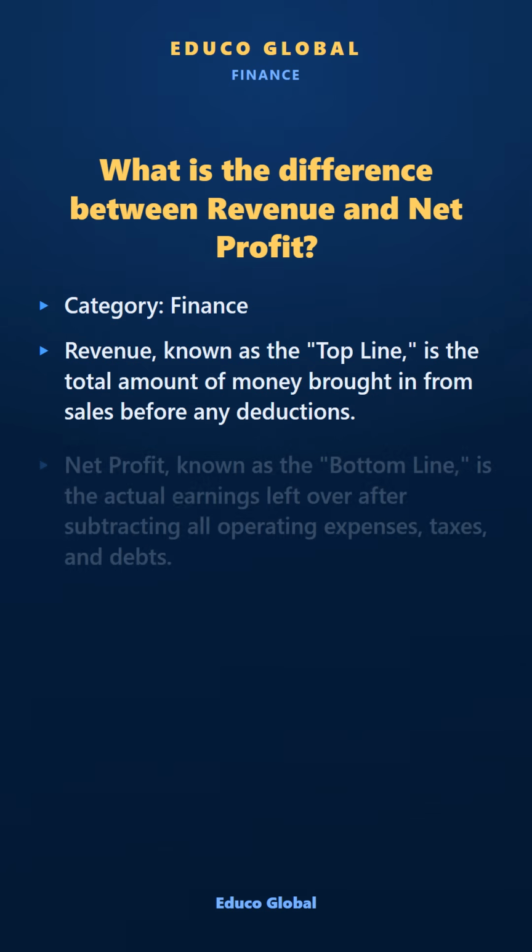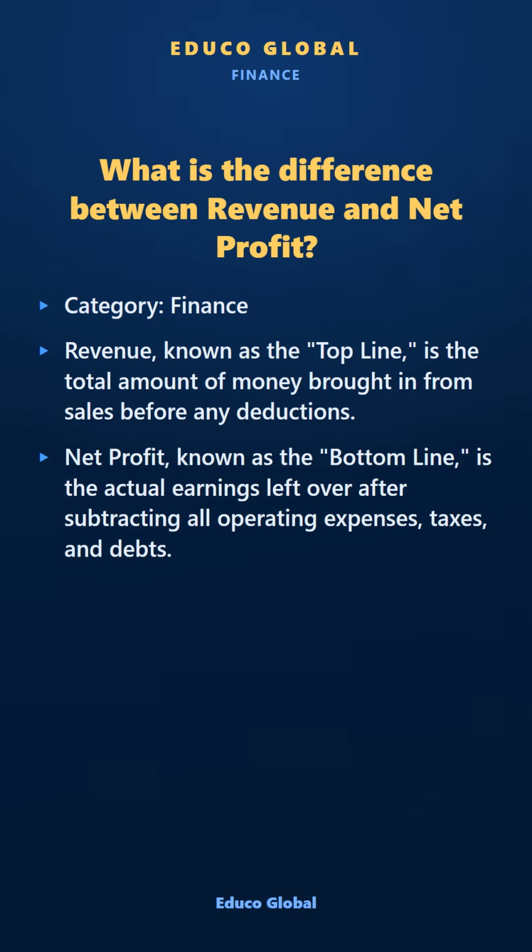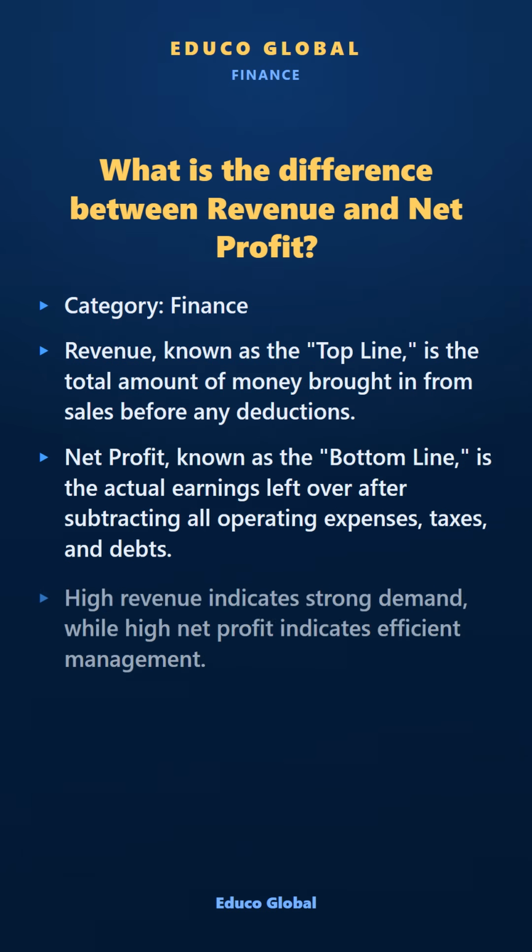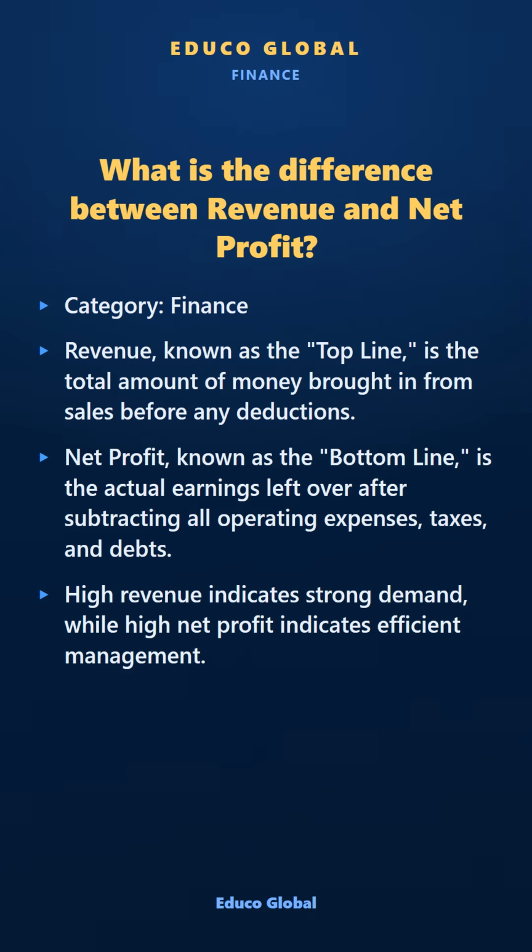deductions. Net profit, known as the bottom line, is the actual earnings left over after subtracting all operating expenses, taxes, and debts. High revenue indicates strong demand, while high net profit indicates efficient management.